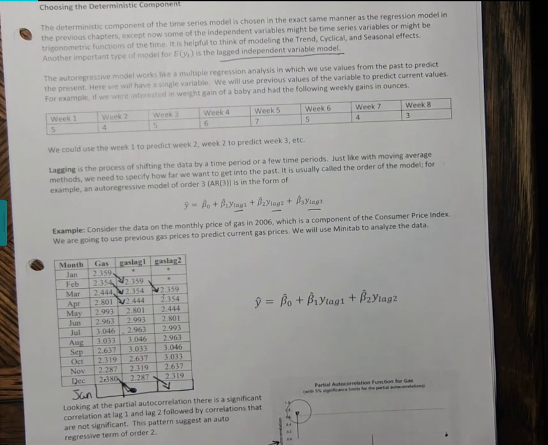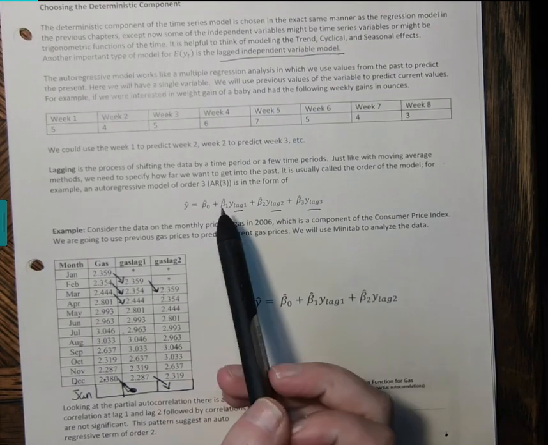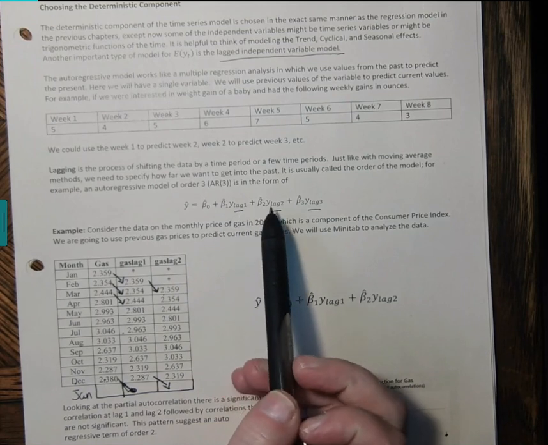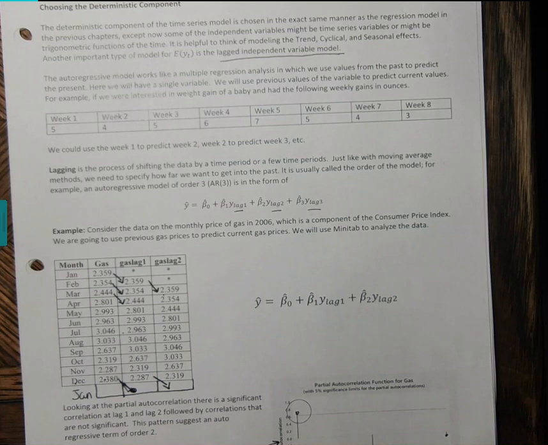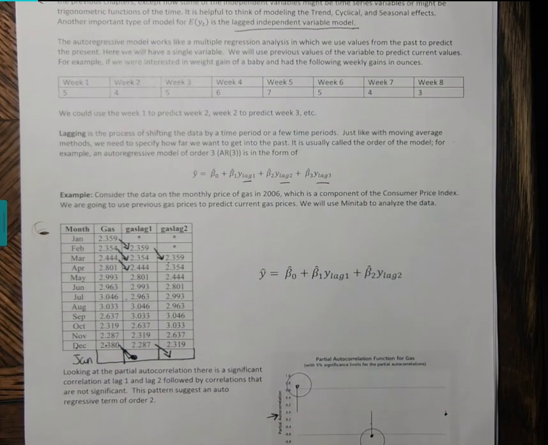Looking at this model here, our model is going to be a function of what we call lag 1, 2, and 3. And in the next example, you'll see where those lags come from. So consider the data on the monthly price of gas in 2006, which is a component of the Consumer Price Index. We're going to use the previous gas prices to predict current gas prices. And then we can use Minitab to fit this model, very similar to what we've done in the past.